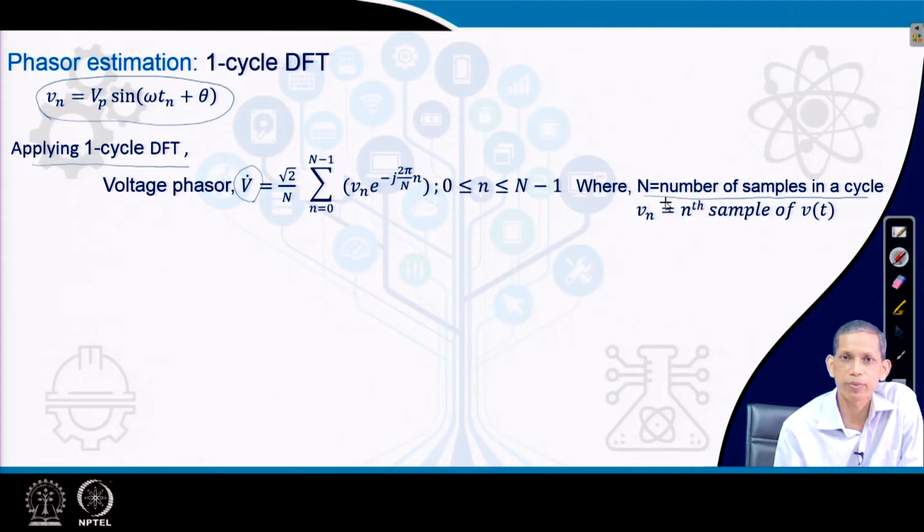and the one cycle period in the 50 hertz system is 20 milliseconds. So, in those 20 milliseconds, the number of samples acquired by the A to D process is what capital N is, and V n is the nth sample of V t. For each V n we have a Fourier coefficient in the form of e to the power minus j 2 pi by capital N into small n.